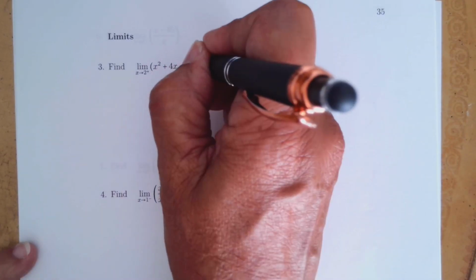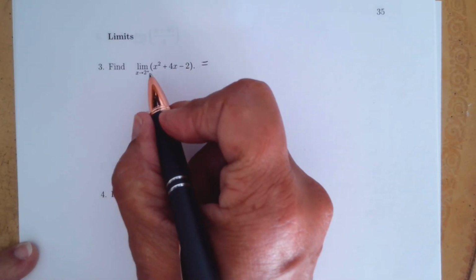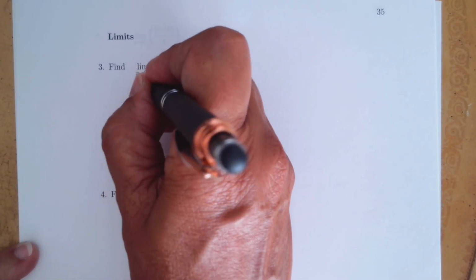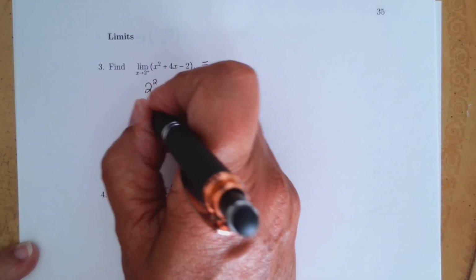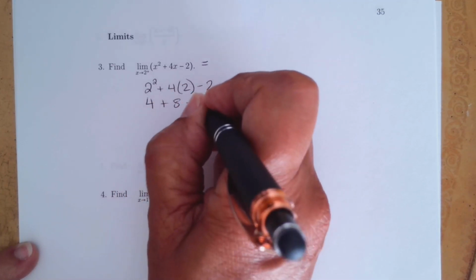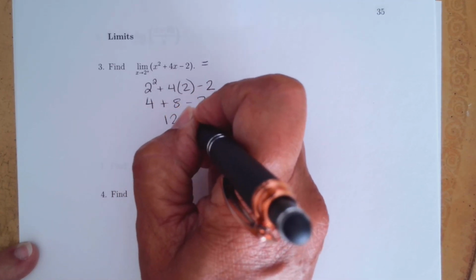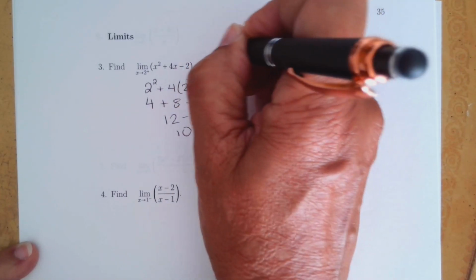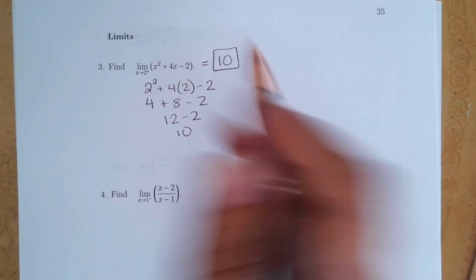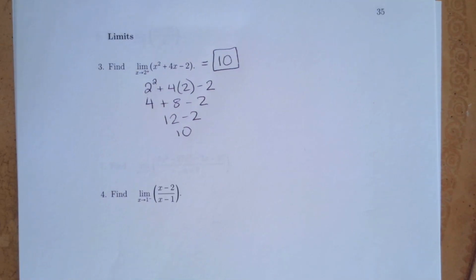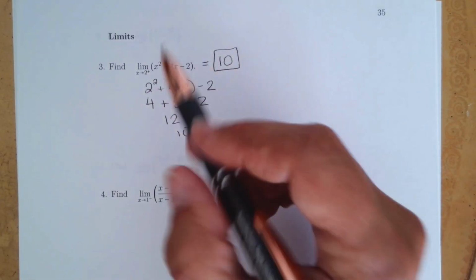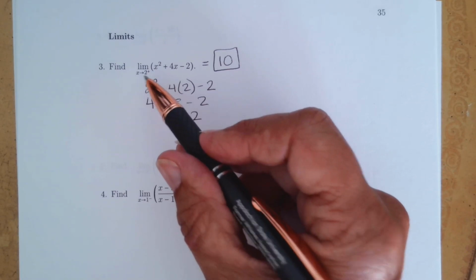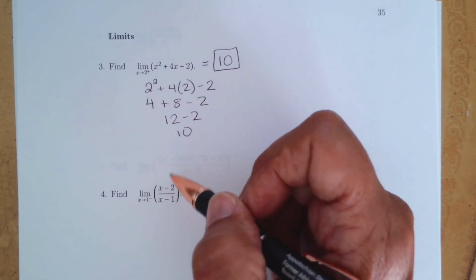Okay, so the limit as x approaches 2 from the right, I would just do 2 squared plus 4 times 2 minus 2. So that's 4 plus 8 minus 2. So that's 12 minus 2, so I get 10. So that's the limit. Okay, so for polynomials, the nice thing about it is you can just plug in the number. A good rule of thumb for you guys to remember for all equations that you're given, you can always plug in the number, and if you get an answer, that will be the limit.